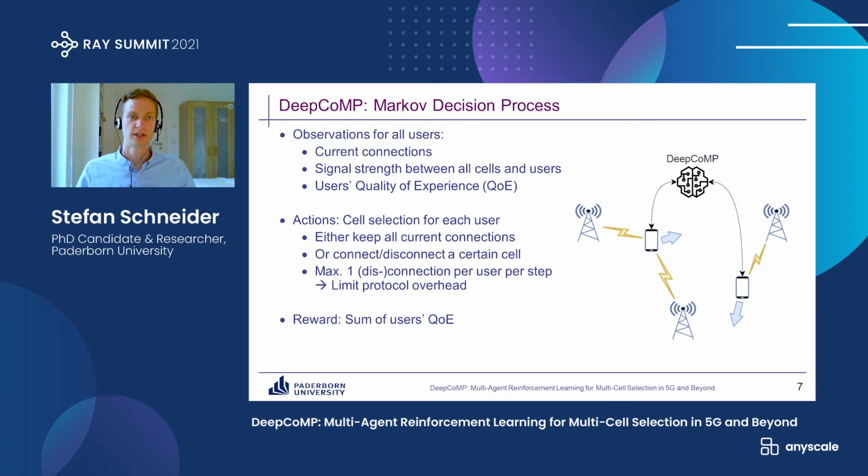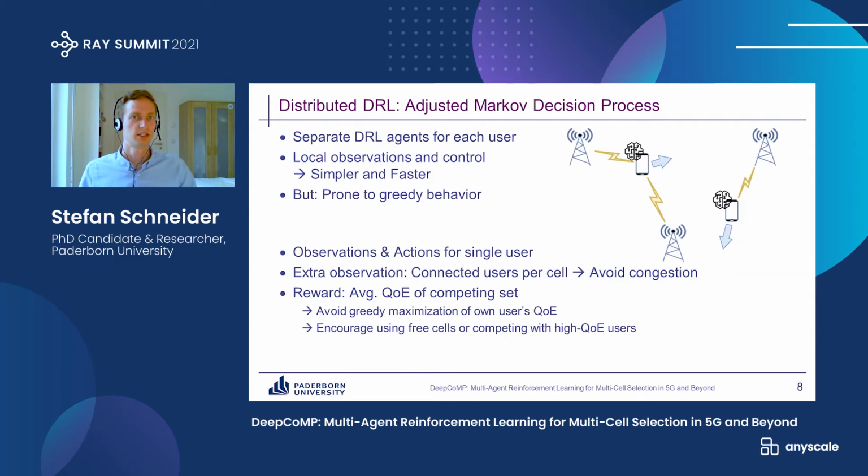And so with these observations and actions, the agent, after each action, receives a reward, which we define to simply be the sum of all users' quality of experience, because that's exactly what we want to optimize. So that's the centralized DeepCoMP approach. Now the question is, how can we move from the centralized approach to the distributed approaches? And for that, we need to make some adjustments.